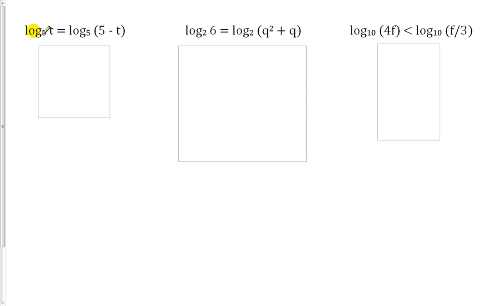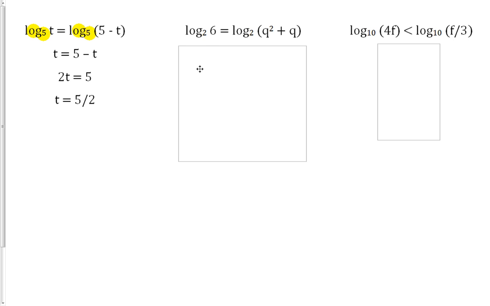Since we have a log on both sides and our common base here is going to be 5, we can simply drop the logs and just have t equal to 5 minus t. And this is a legal way to solve this equation. Add t to both sides, divide through by 2, and you have t is equal to 5 halves.